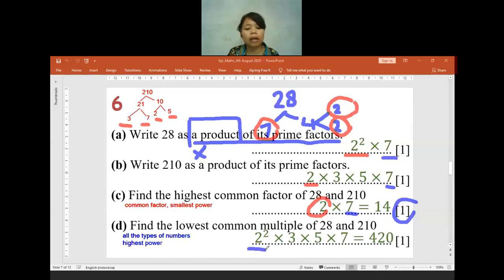And then for the other numbers, because we have to take all the types of number, there are the numbers 3 and 5. Even though 3 and 5 do not exist in the product of prime factors of 28, we still have to write them for the lowest common multiple because we have to take all the types of number. For number 7, they are common, so I take the highest one. Since they are the same, I will just take 7. So it will be 2 to the power of 2 times 3 times 5 times 7, which equals 420.